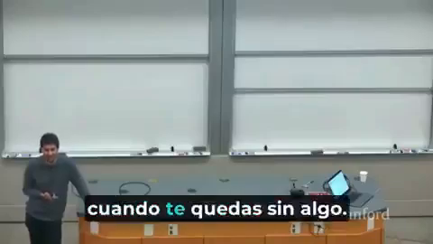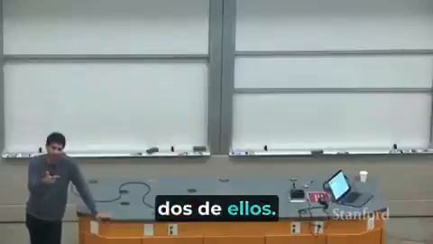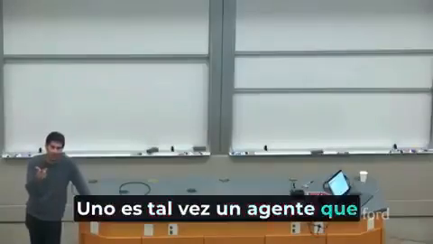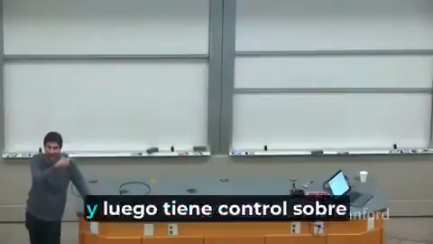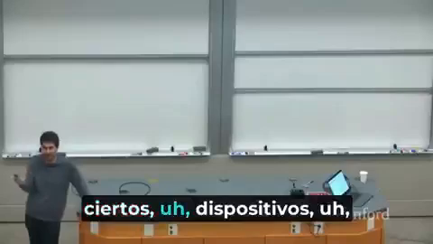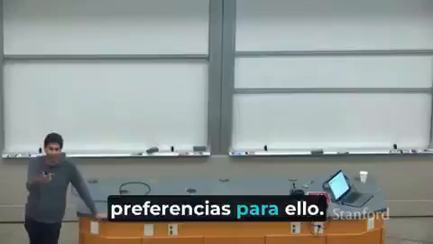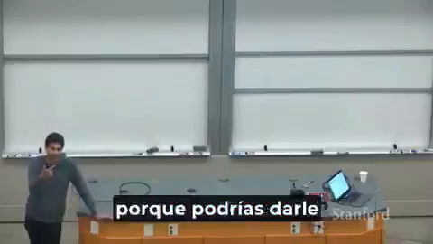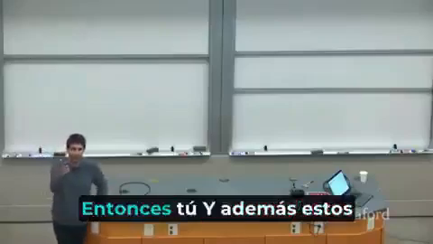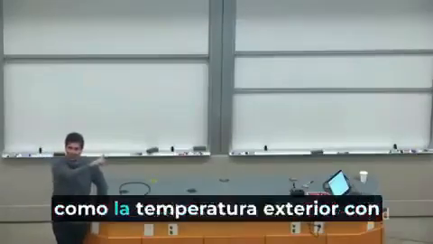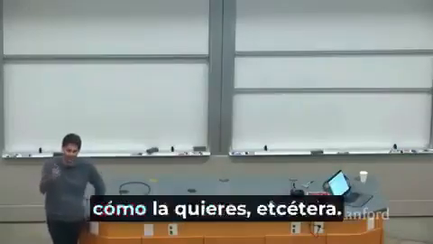Okay. Well, that's really good, actually. So you mentioned two of them. One is maybe an agent that has access to external APIs that can understand the weather out there, the wind, the sun, and then has control over certain devices at home, temperature, blinds, things like that, and also understands your preferences for it. That does feel like a good use case, because you could give that to the orchestrator, but it might lose itself because it's doing too much. And also these problems are tied together, like outdoor temperature from the weather API might influence the temperature inside, how you want it, etc.